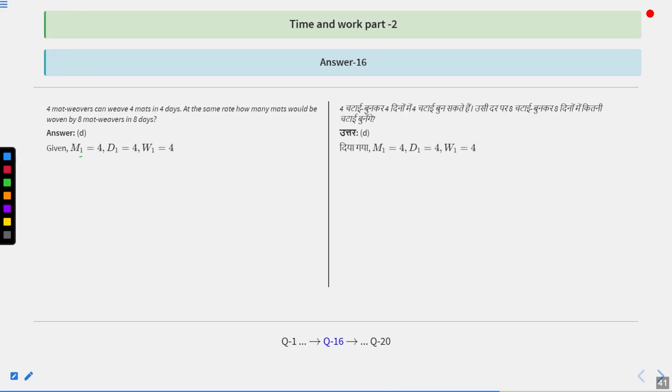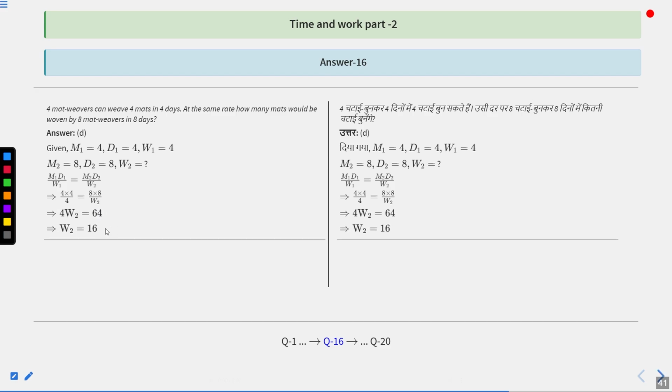It is given in the question M1 equals 4, D1 equals 4 and W1 equals 4. Clear? And M2 equals 8, D2 equals 8. We need to calculate W2. So we use the formula M1 D1 upon W1 equals M2 D2 upon W2. So we put these values: 4 into 4 upon 4 equals 8 into 8 upon W2. So we get the value of W2, which is 16.